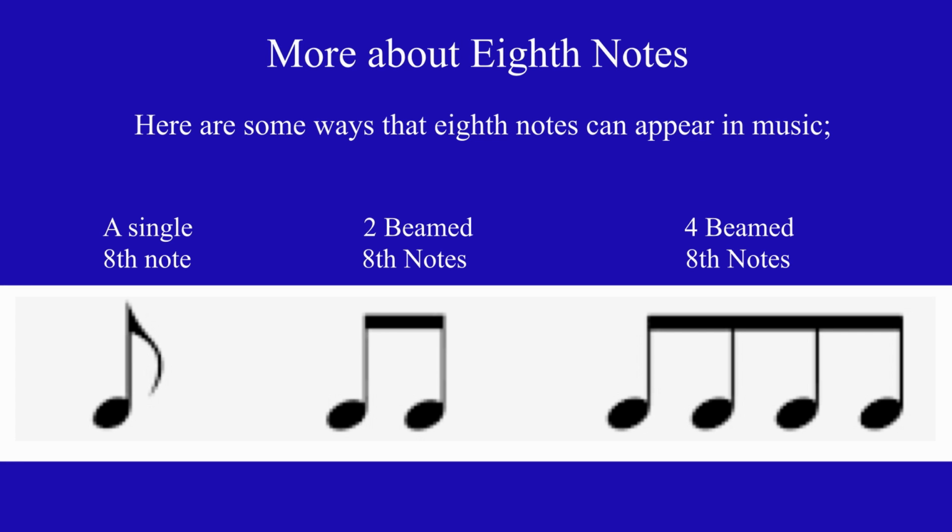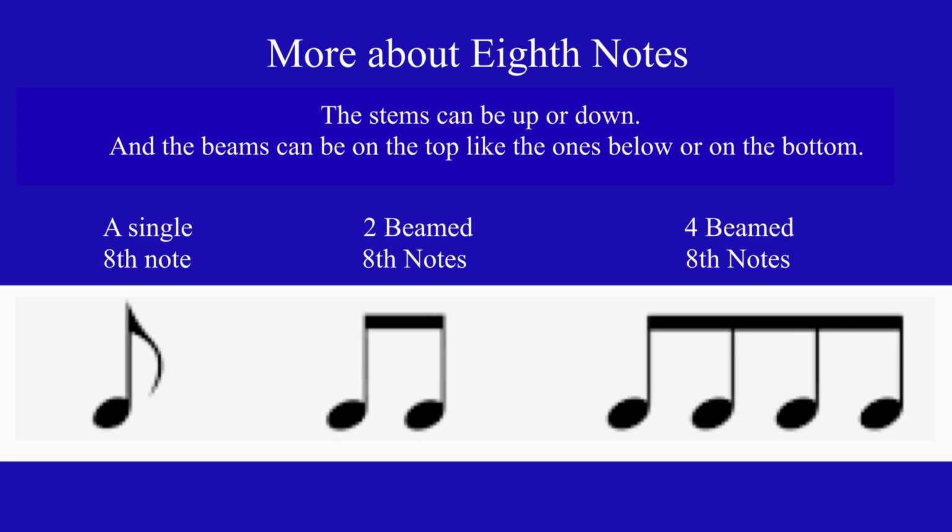More about eighth notes. Here are some ways that eighth notes can appear in music. The stems can be up or down, and the beams can be on the top like the ones below or on the bottom. A single eighth note, two beamed eighth notes, four beamed eighth notes.